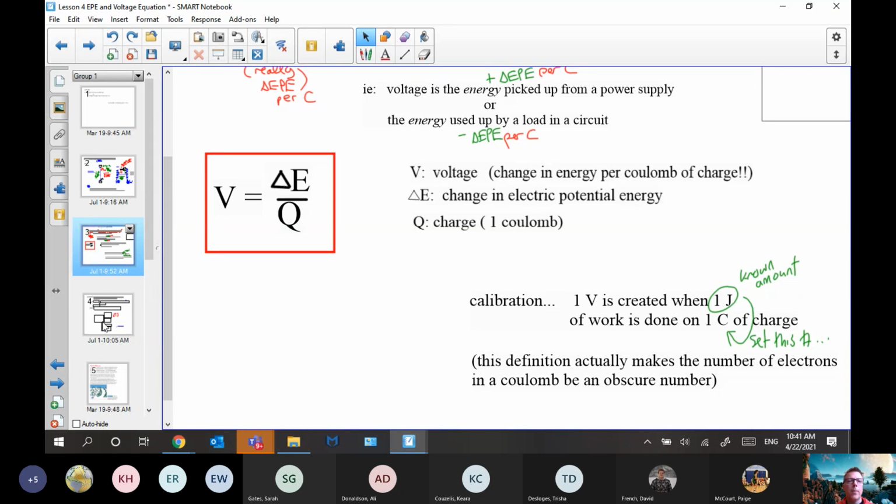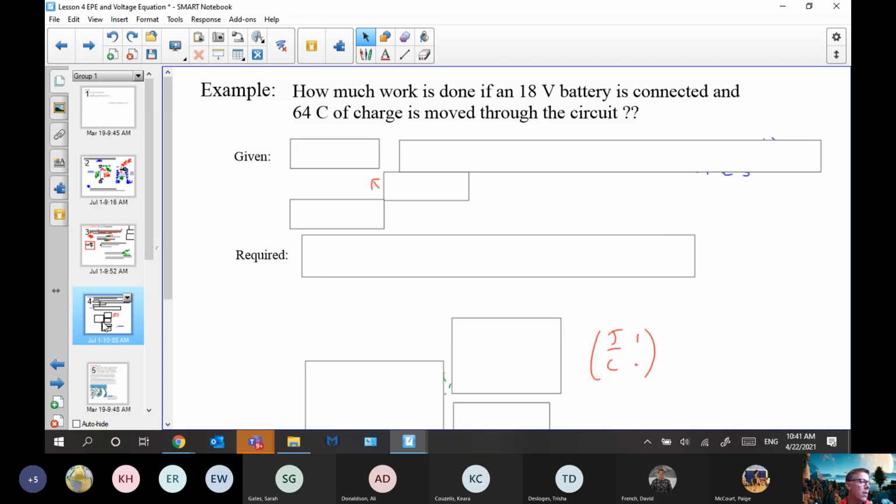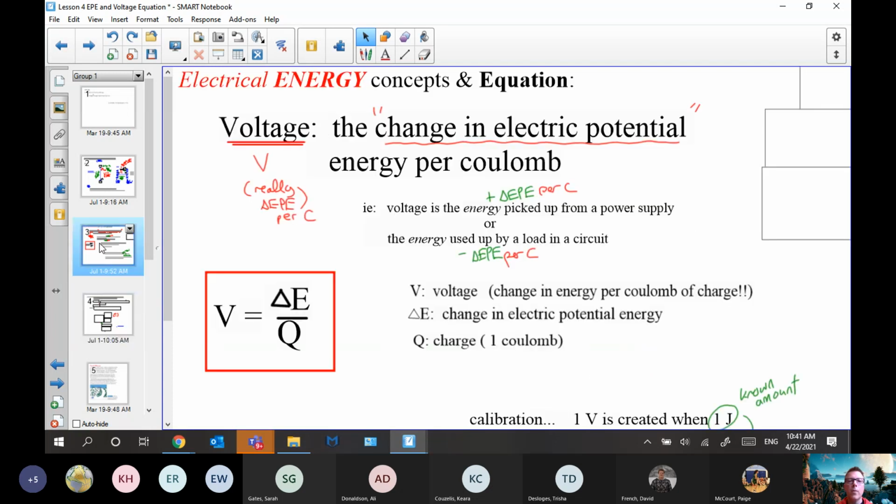So anyways, hopefully that's enough time for you. We've got volts equals change in energy per coulomb, or per charge, per coulomb of charge.